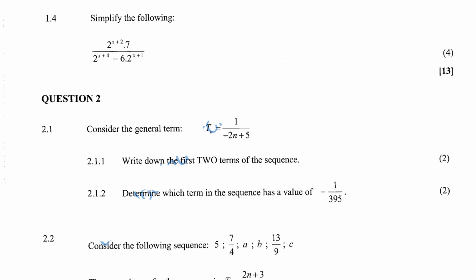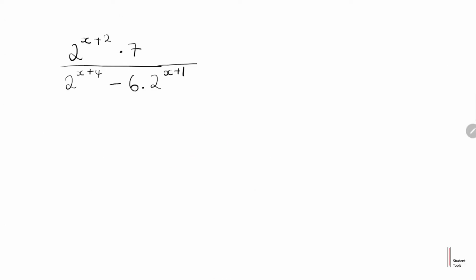1.4, simplify the following. All right, so here we have an exponential expression. So we have 2 to the power x plus 2 multiplied by 7 over 2 to the power x plus 4, minus 6 multiplied by 2 to the power x plus 1. All right, let us simplify this. First, we need to expand this.